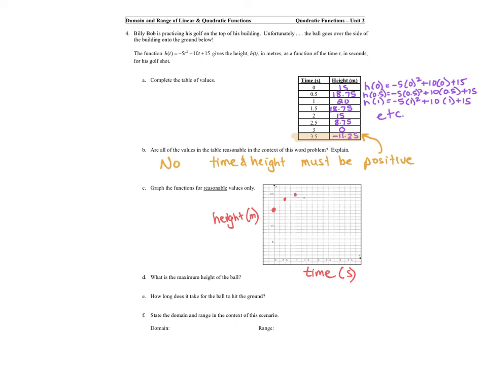At 1.5 seconds, the height is 18.75. And at 2 seconds, the height is 15. Oops, that would be there. At 2.5 seconds, the height is 8.75. And at 3 seconds, the height is 0. And we're going to stop there because we don't want our height to go below 0.